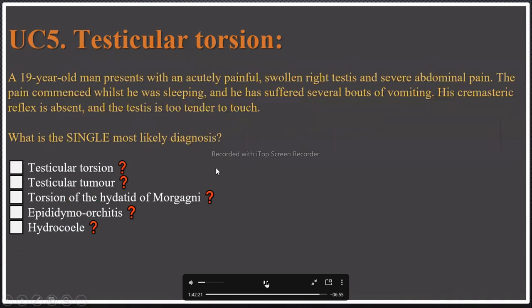Single most likely diagnosis: testicular torsion. Because the cremasteric reflex is absent. He said severe pain, painful, swollen. Acute means a sudden onset while he was sleeping. And also vomiting, tender to touch. Cremasteric reflex absent.